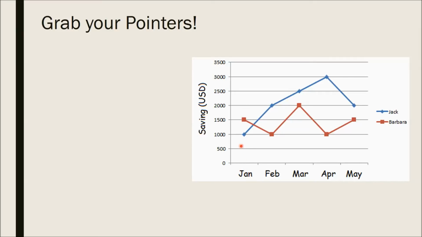So January, and you can see the rectangle and the, looks like a diamond there, right above January. So these are the January values. And then February, here are the February values. March, right above the word. April, those two. May, those two. And Jack is in blue, or the diamonds. And Barbara is the squares in red.